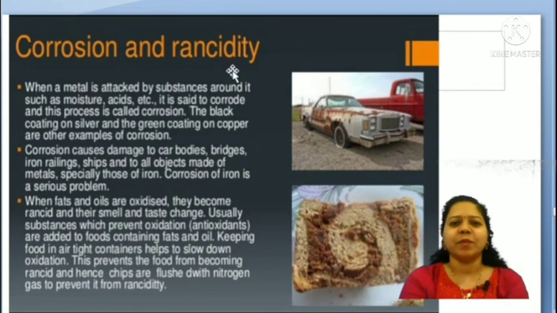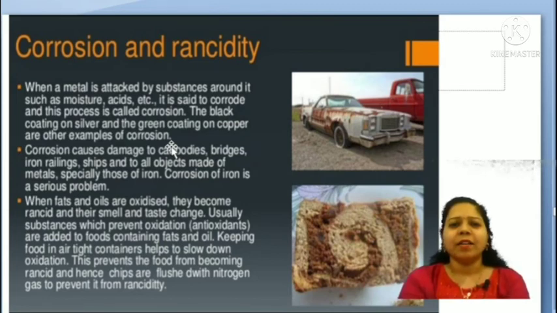Corrosion and rancidity. Now we'll see what is meant by corrosion and rancidity. When a metal is attacked by substances around it, such as moisture, acids, etc., it is said to corrode, and this process is called corrosion. The black coating on silver and the green coating on copper are other examples of corrosion. We know that in the rusting of iron, iron gets oxidized to form ferric oxide. That time it undergoes corrosion, and that process is known as corrosion.